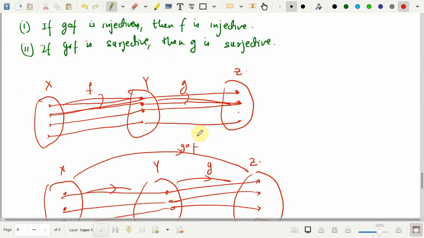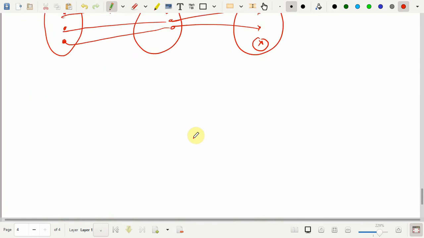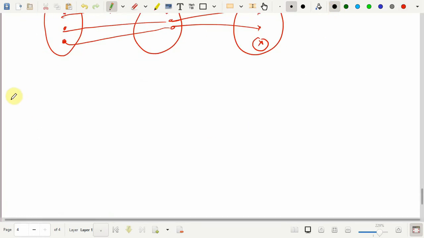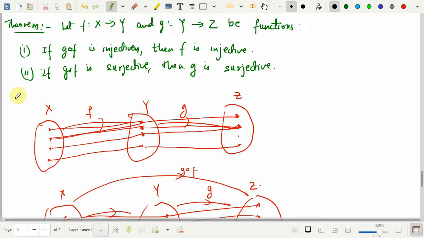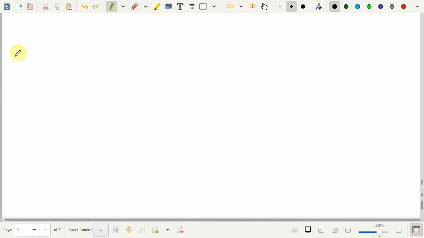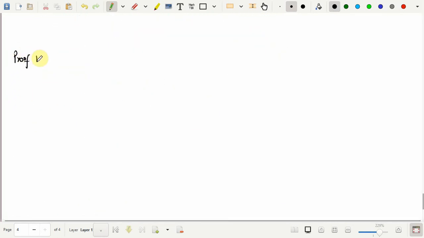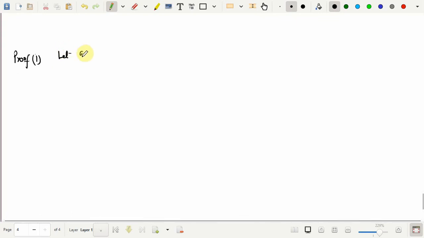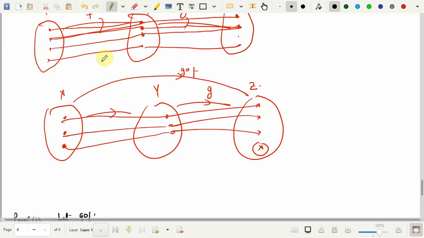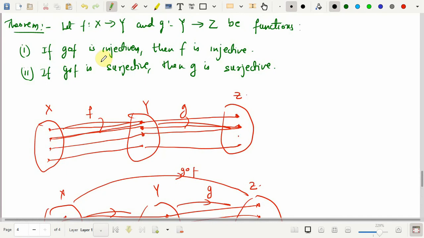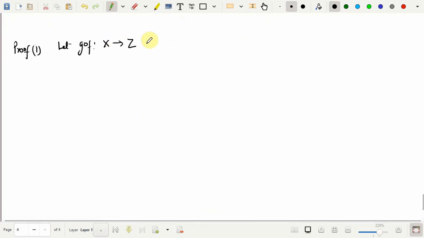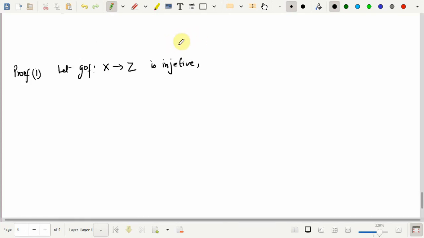So let's try to write down the rigorous proof for this. So we see the proof of the first part. We are given that G composite F, a function from X to Z, is injective. What we need to show is that F is injective.